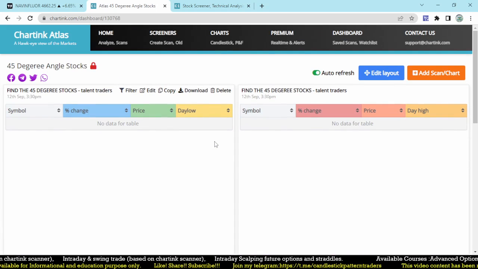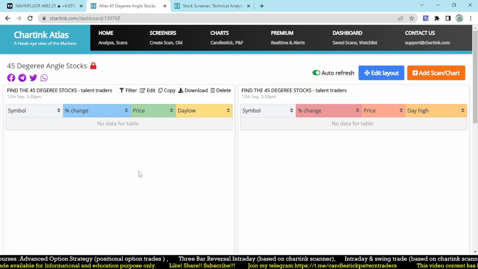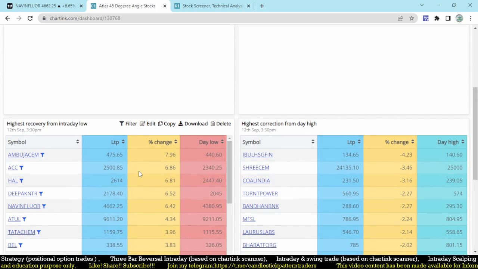Maybe there are some issues with Chartink, so that's why we didn't get any stocks based on the 45-degree scan, and maybe the buyers quantity and sellers quantity data may not be coming from Chartink. But the highest recovery from the day low and correction from the day high scans somewhat worked.